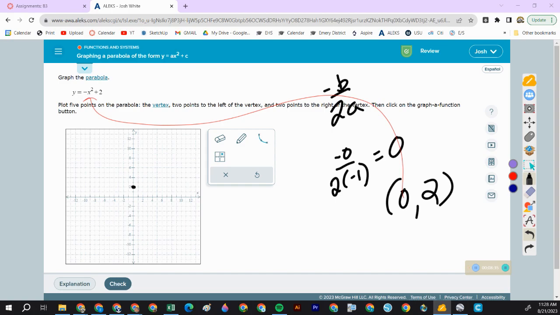How does this parabola open? Down. Is it taller than normal? No. It's the normal shape, but it opens down. So over 1, down 1, over 1, down 1, over 1, down 4. Over 2, down 4, over 2, down 4. And that's my parabola.